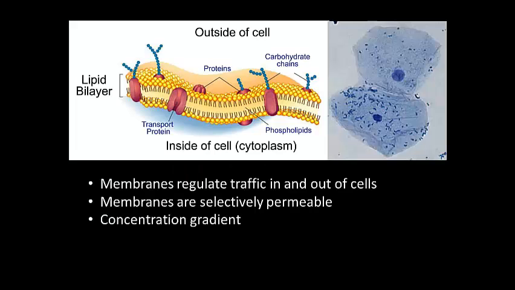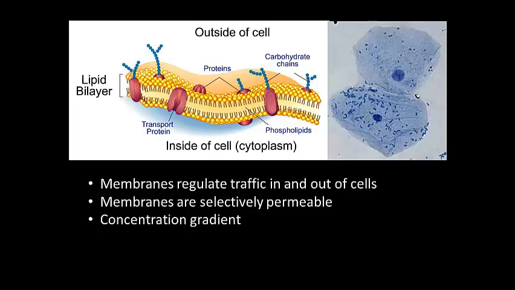Cell membranes, like the ones around these two cheek cells, are very busy places. Membranes regulate traffic in and out of cells, such as nutrients and important molecules that need to get into the cell for it to function properly, as well as trying to get rid of wastes out of the cell so it doesn't end up being poisoned by toxins.